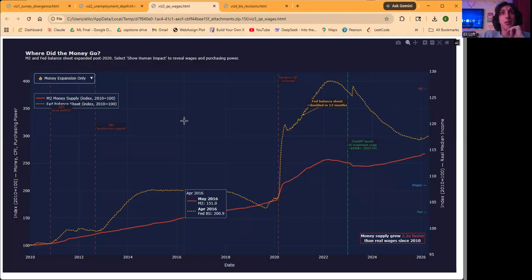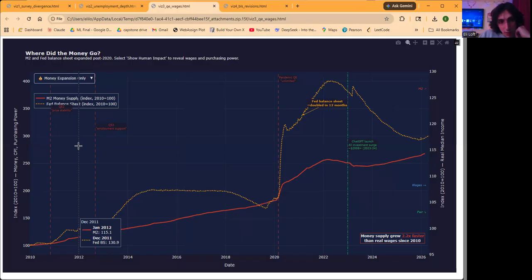And the purchasing power line, derived from the inverse of the CPI, which is the Consumer Price Index, declined continuously from 100, meaning a 2010 dollar bought progressively less each year. The money supply grew 2.2 times faster than real wages across the same window.